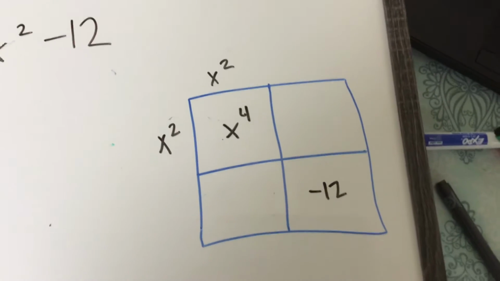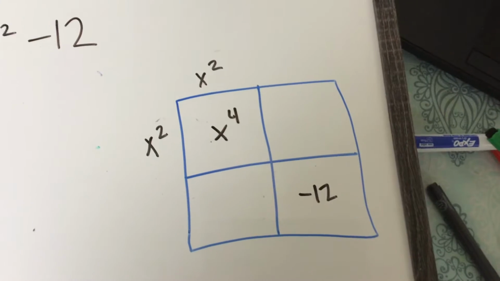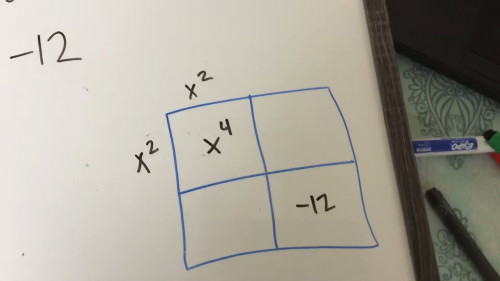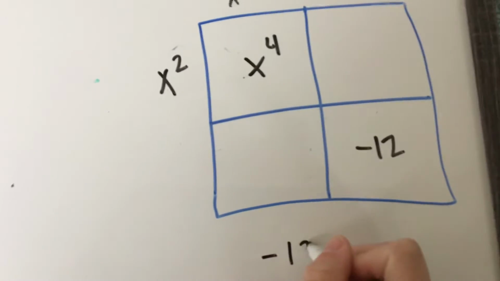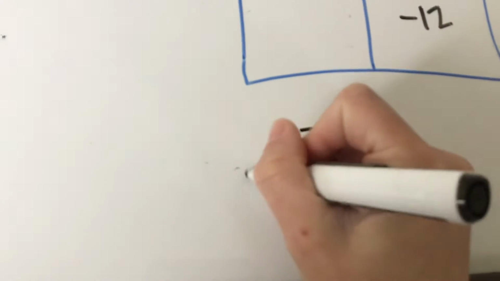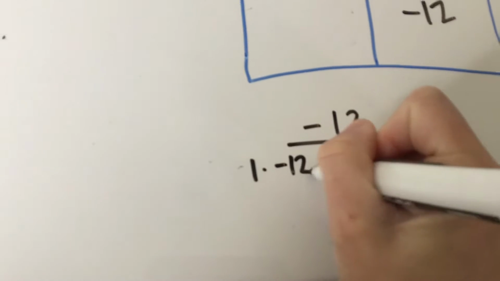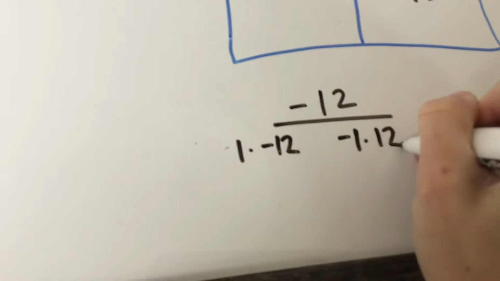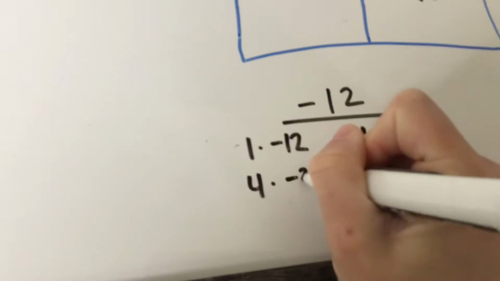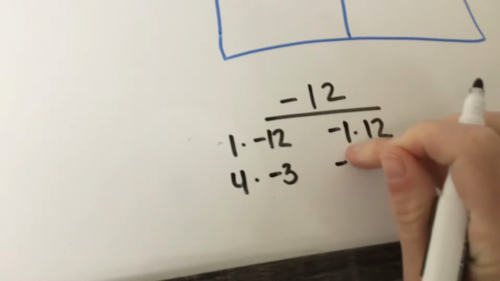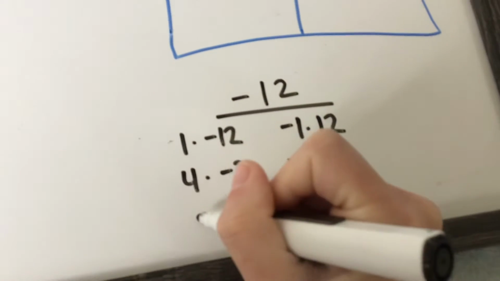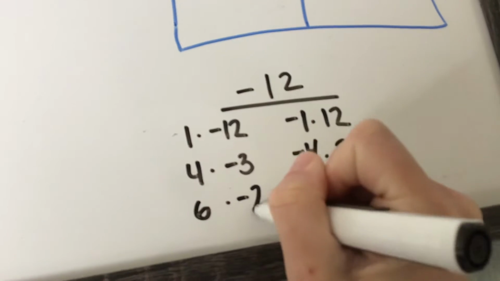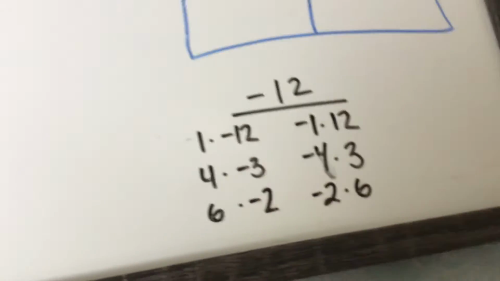Then I need to find some combinations of products in order to get negative 12. There are a couple of different ways we can get negative 12, so I'll list them down here. We can write 1 times negative 12, or negative 1 times 12, 4 times negative 3, negative 4 times 3, 6 times negative 2, and negative 6 times 2.